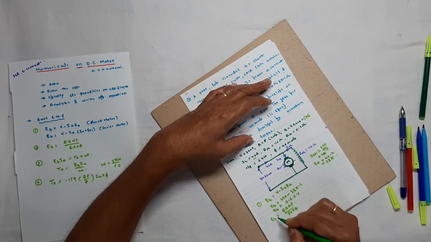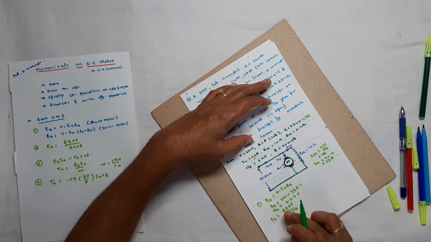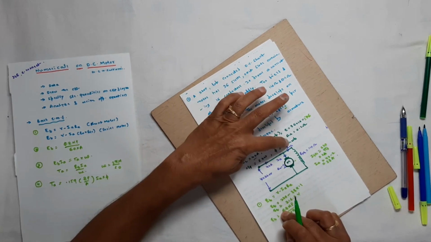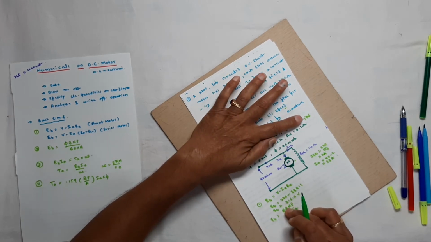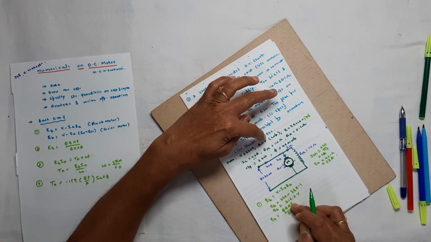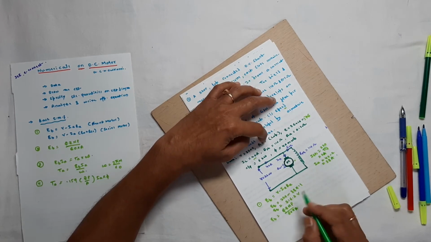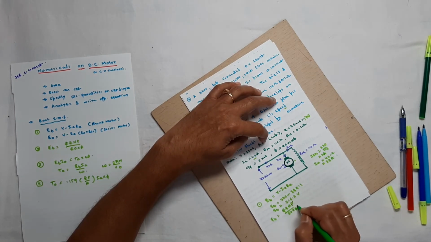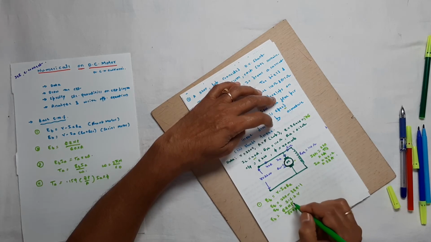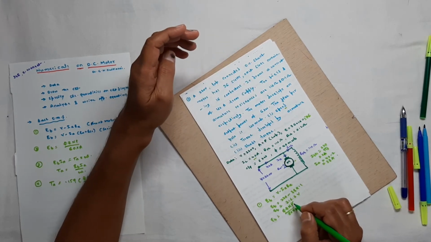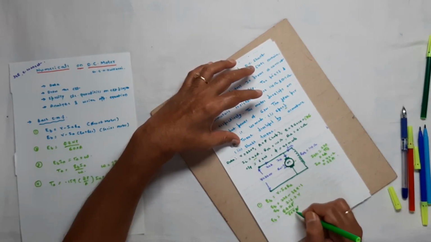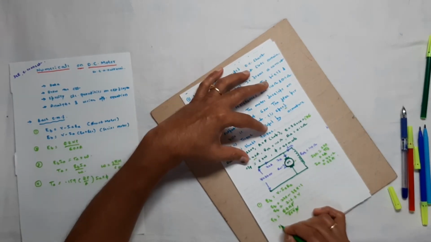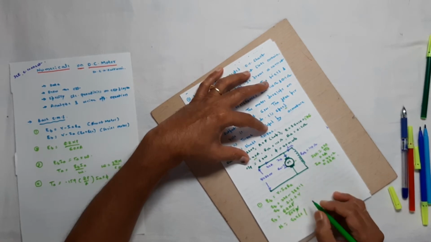Here, except N, everything is known. EB is known, phi is given here, 40 milliweber, and Z is also given, that is 576. P is also given, and A is equal to P, therefore it is lap connected. Even though P is not given, A and P get cancelled here. Then what we are getting is phi ZN by 60. Therefore, N is equal to EB into 60 divided by phi Z.